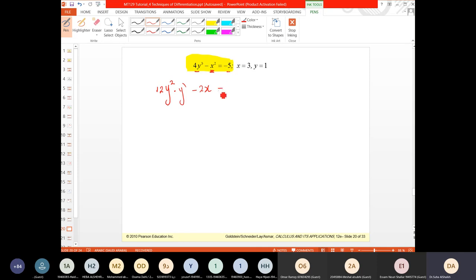What's the derivative of minus 5? It's a constant. This equals 0. So this will be the derivative. Now, after I find the derivative of each one of the terms, I keep y dash in one hand side and I bring everything else to the other hand side. This implies that y dash is equal to 2x over 12y squared. And this implies that y dash, اللي هي derivative I'm looking for, is equal to x over 6y squared.